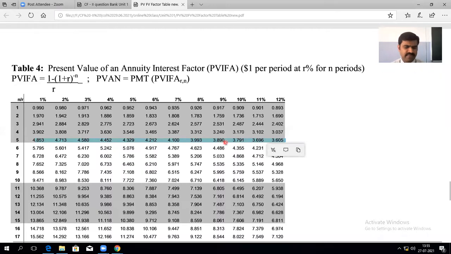9% you can take, but the problem is it is very close. So my suggestion is don't take very nearby values. The more difference, the better, because with more difference your interpolation formula will give you a very accurate answer. Sometimes, if the values you take are very nearby, when you calculate NPV, it may not give you 0 NPV. Then you have to do it once again, take a different percentage, and calculate again.